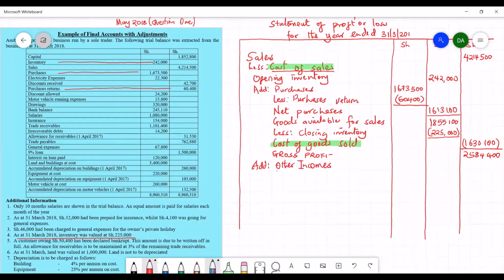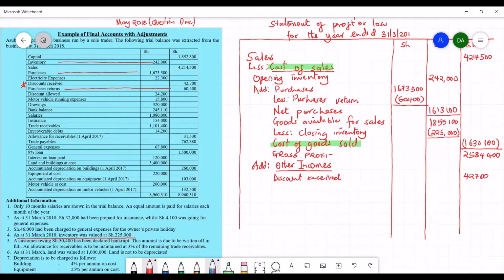And the other incomes include the following. First, we check if we have discount received, because that is an income. Discount received here is part of those incomes. So we add that discount received, which is an income. Discount received is equal to 42,700. We also check if there are other incomes that we may add.